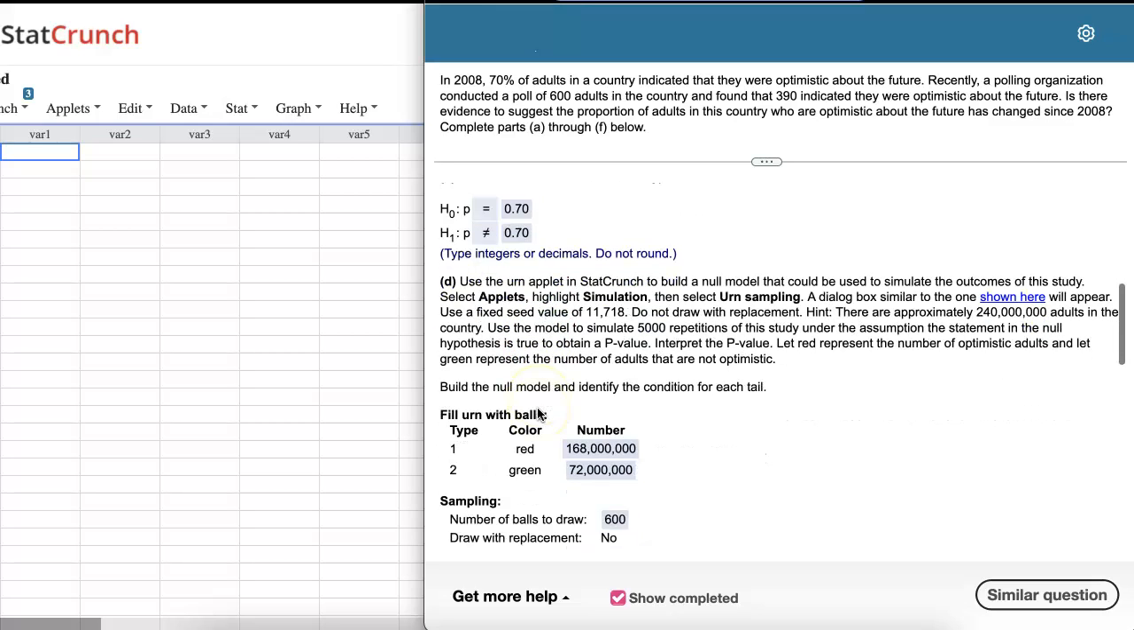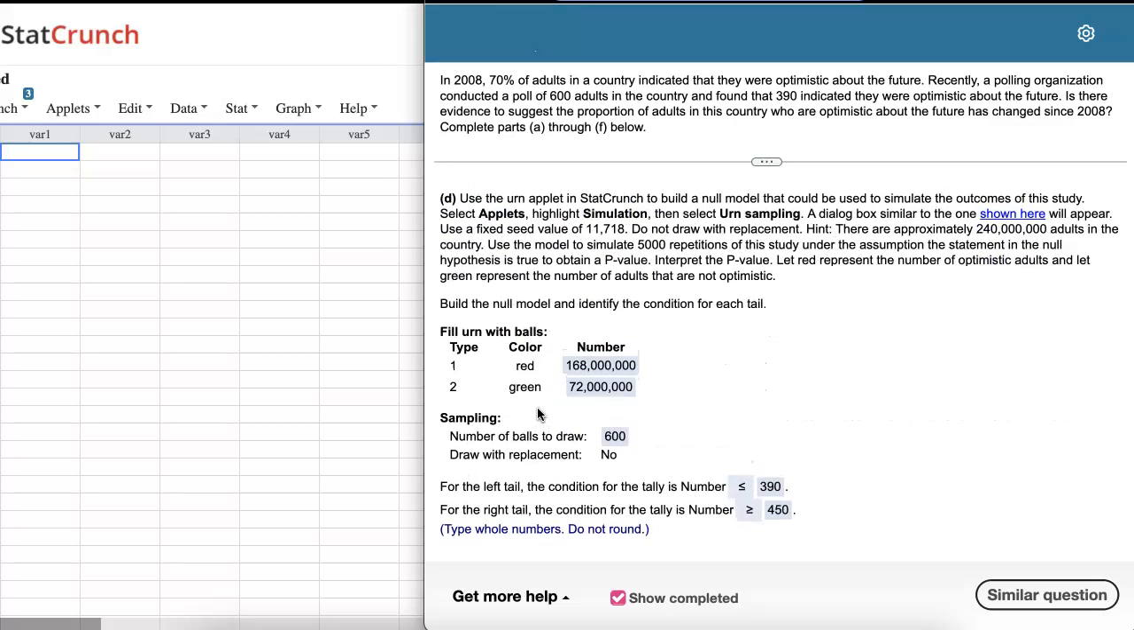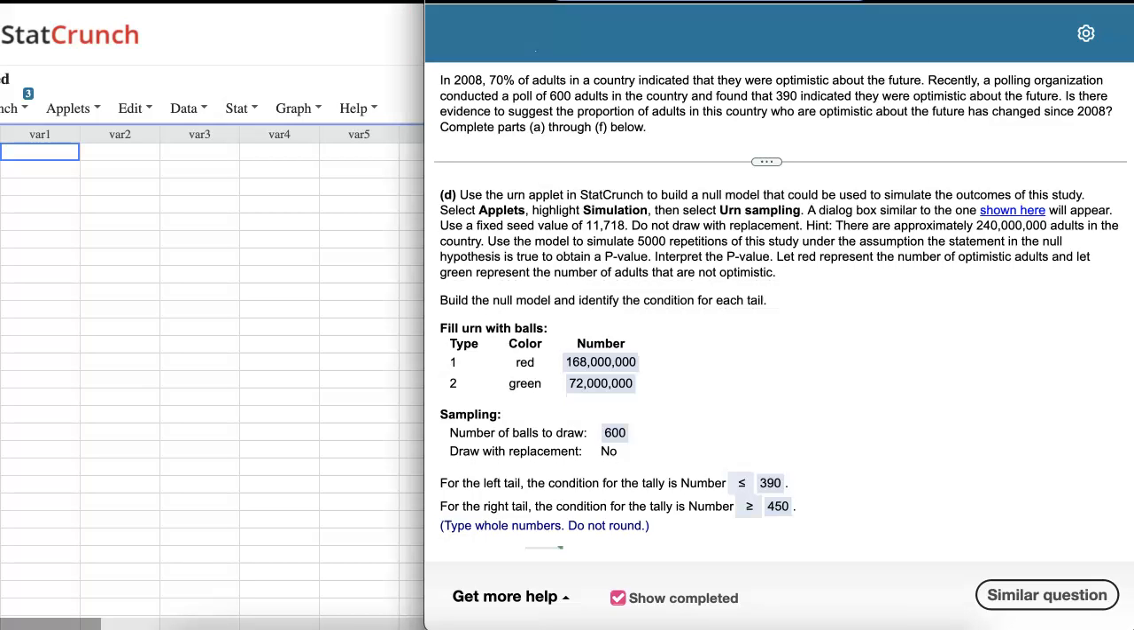Okay, so after this, now we're going to turn to StatCrunch and use the urn sampling in order to create a simulation and find a p-value and see if there's any significance to that recent poll. There are a few things that we can do first. We can determine the number of red and green balls in the urn.